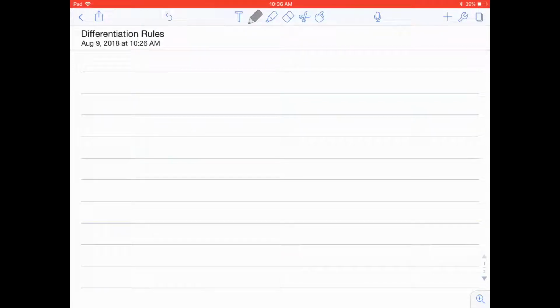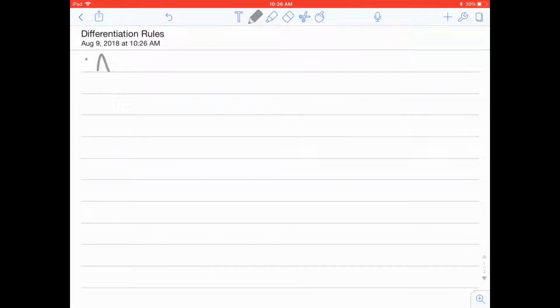Alright, this video is going to be on differentiation rules. So these are going to be the shortcuts we can use to find the derivative so that we don't have to use limits every single time we want to find the derivative. So we're going to go ahead and write this in our notes.